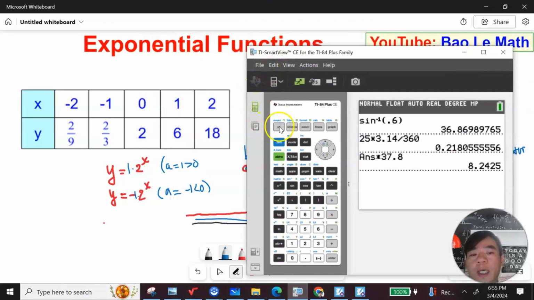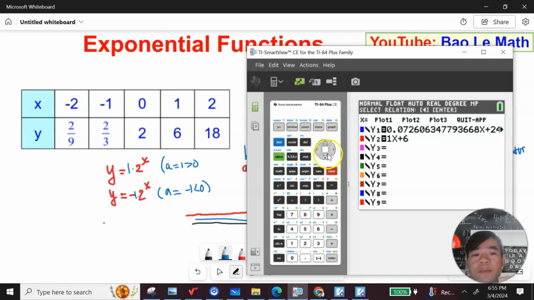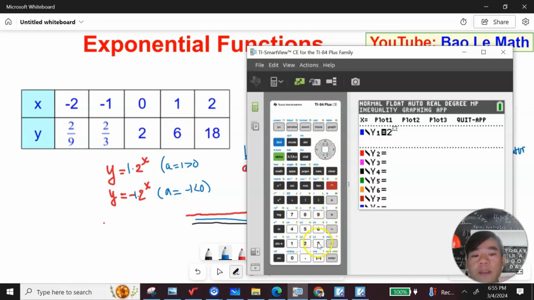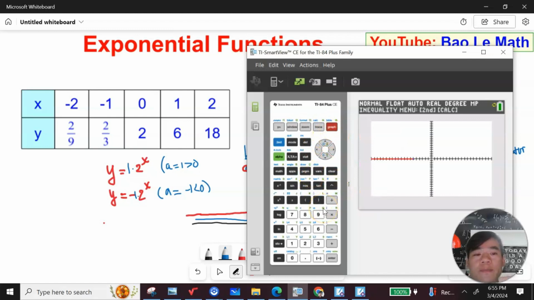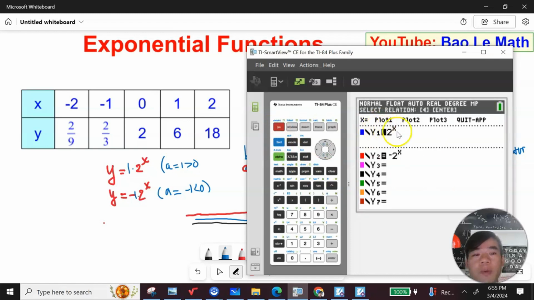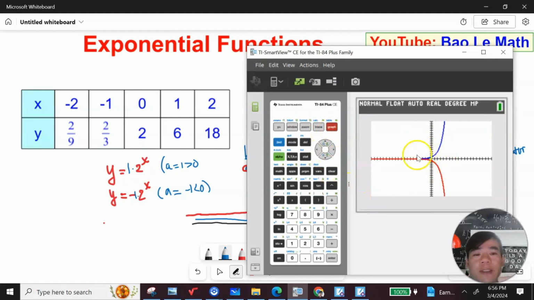We hit y equals, 2 to the x, and then the second one, negative 2 to the x. And we hit graph. You see that? The blue one, a positive, goes up from left to right. The red one, negative, goes down from left to right.